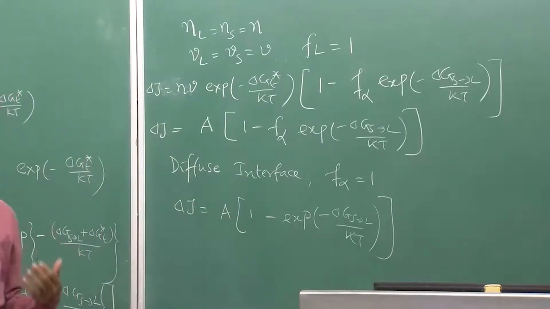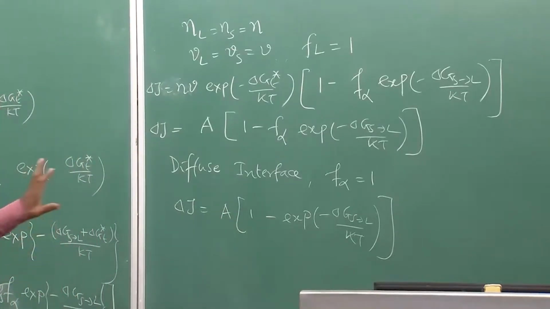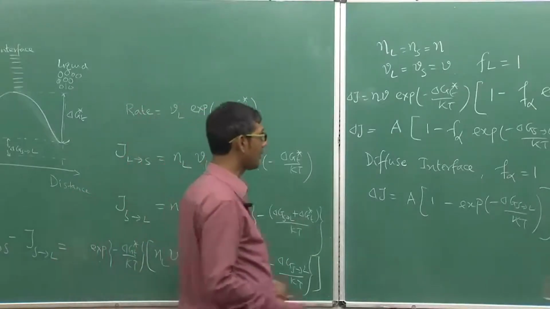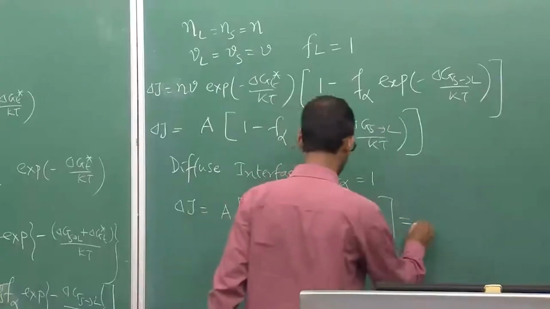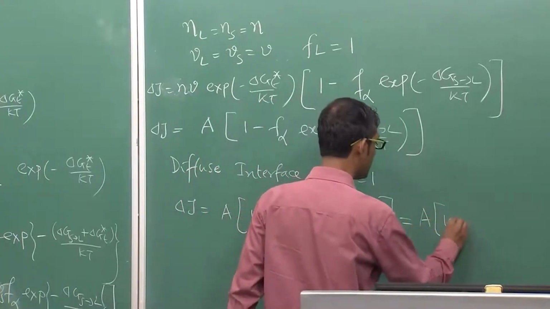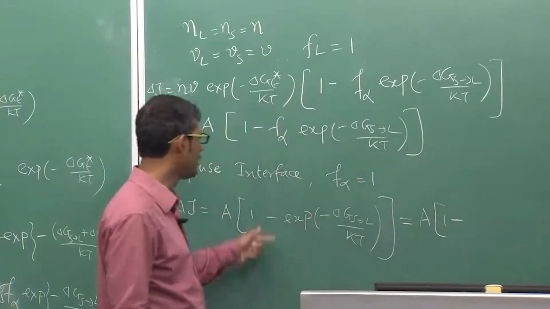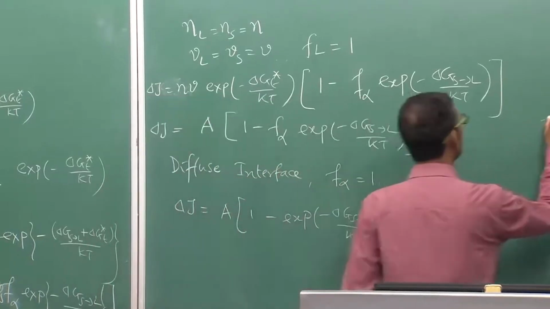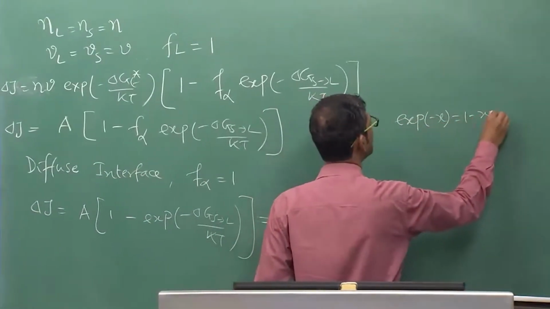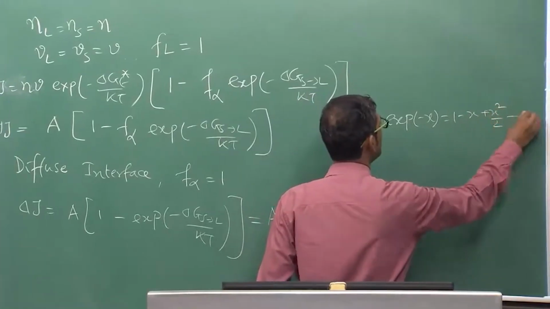So as you can clearly see, for a diffuse interface, such a simplified expression is used all throughout. In fact, one can use a much more simplified expression. I can actually expand this term and get a simpler term, which is what the mechanical engineers use. So you know exponential minus x is nothing but 1 minus x plus x square by 2, and it goes on.